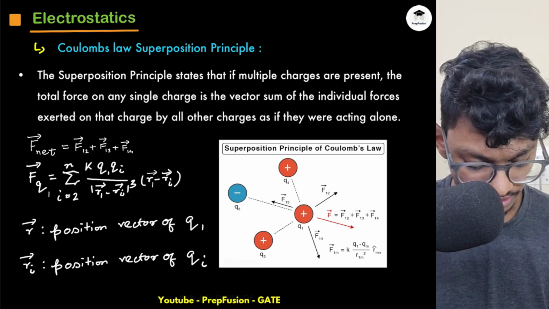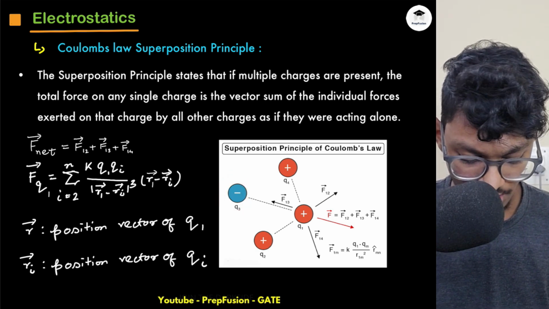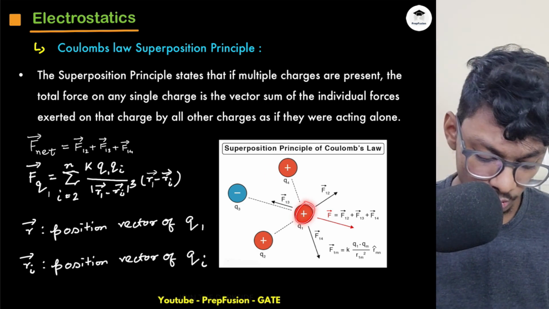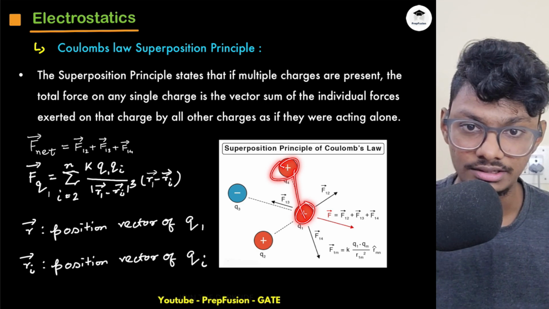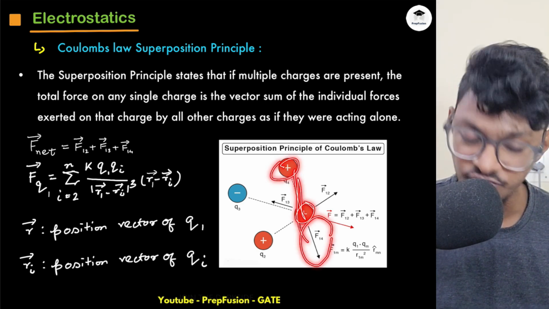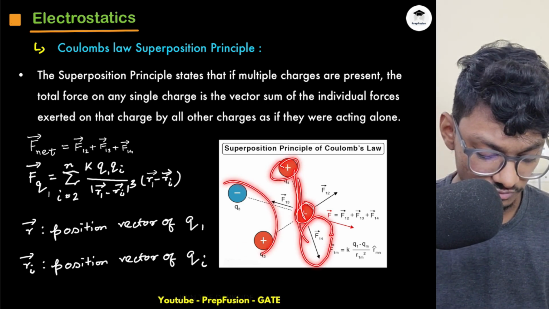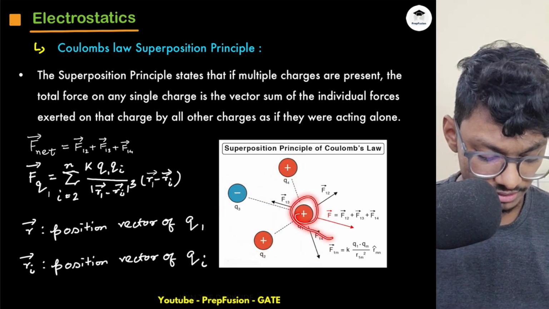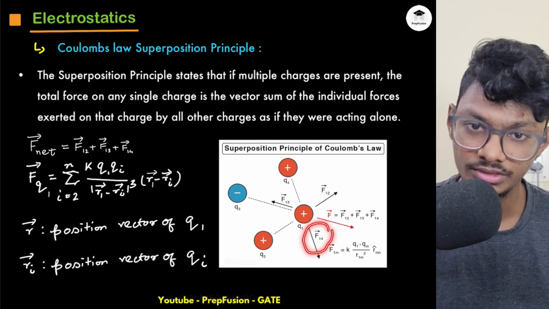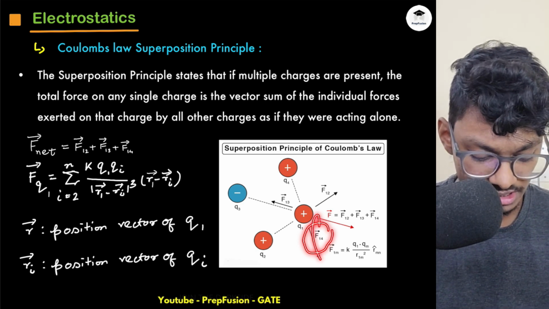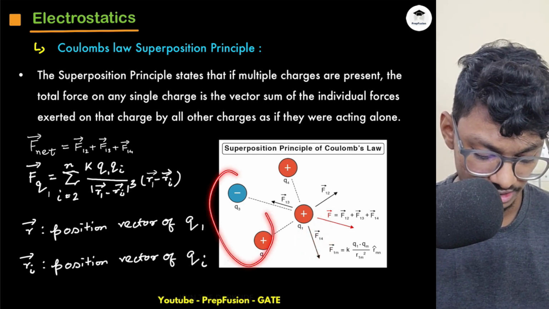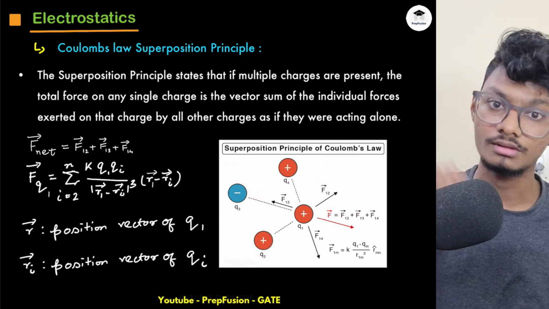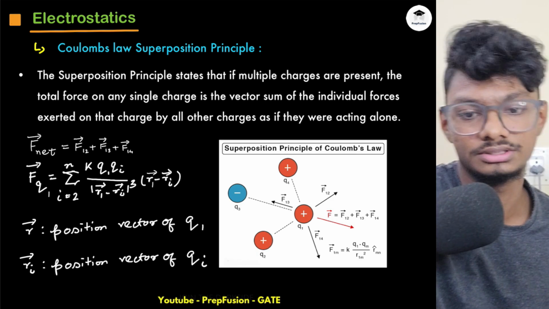Basically, if I isolate, let's say I have a charge q1, the force on this charge q1 due to q4 will be independent. It doesn't matter if I have two charges here, 100 charges here, or no charges here. The force f14 due to the fourth charge q4 will be the same. That is the important point the superposition principle states.